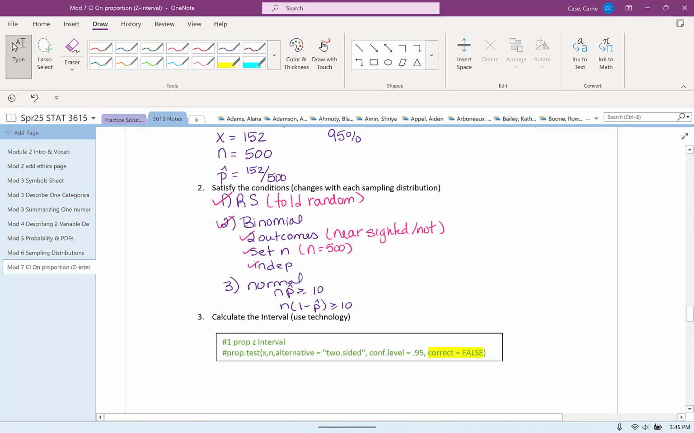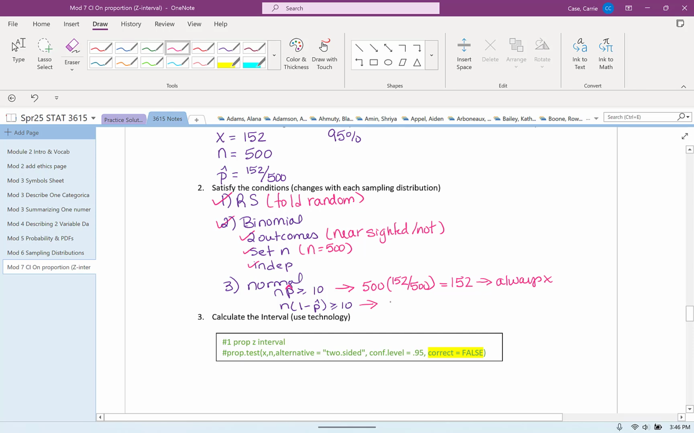And then the next part is that we have normality, and that's N times P hat has to be greater than or equal to 10. And there's a little hat there, by the way. You just can't really see it. N times P hat is 500 times 152 over 500, and that is 152, which is always X in the confidence interval example.